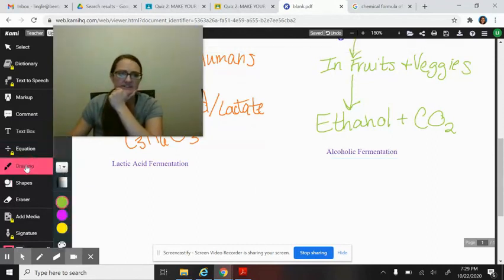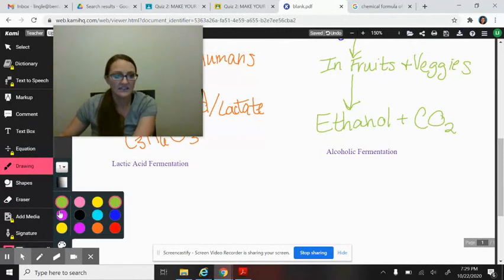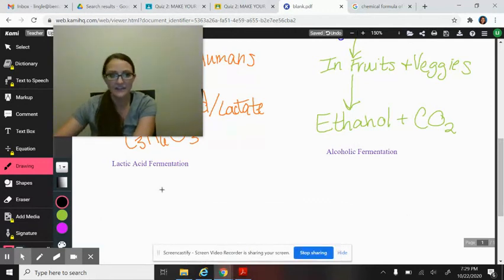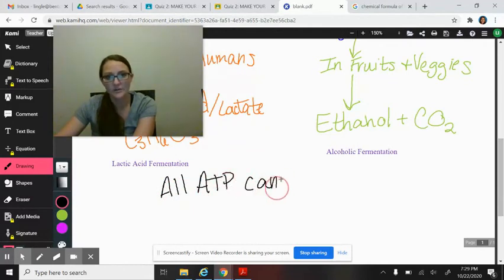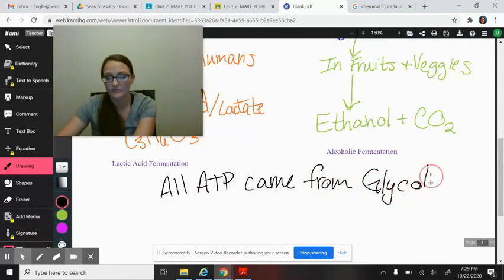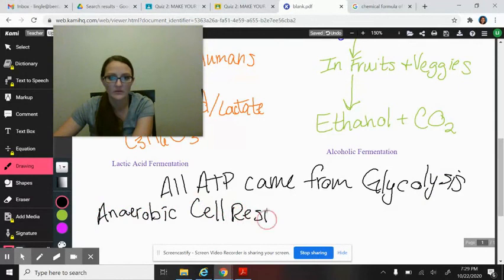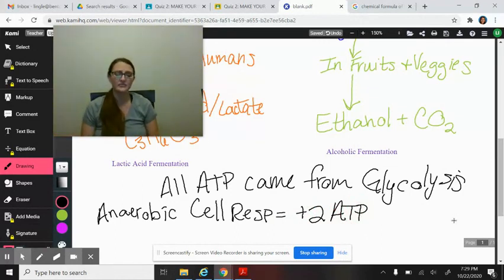So how much ATP is then given? Well, sadly, all ATP comes from glycolysis. And so let me get my face out of there. So all ATP came from glycolysis. So anaerobic cell resp equals +2 ATP total. And so, yeah, that's why it doesn't provide a ton of energy for your cells.